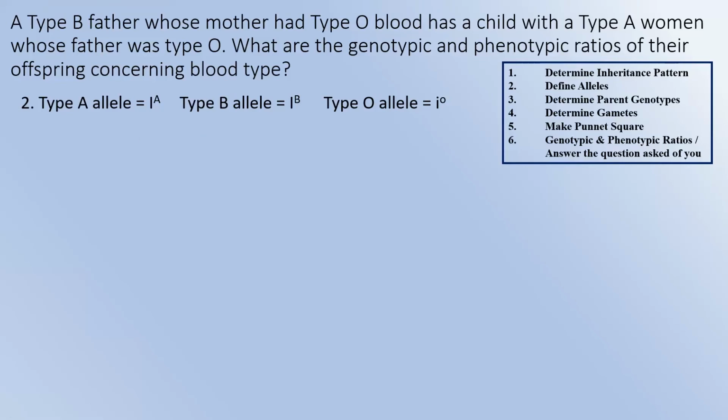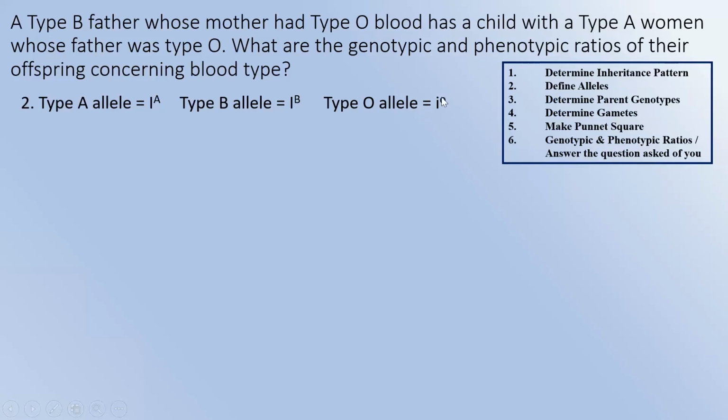Look, I updated the numbers so they actually align again. Uppercase I with an A superscript on it is going to be your type A allele. For type B, it's going to be I with a capital B superscript, your dominant type B allele. Then your type O allele is I with a little o here.